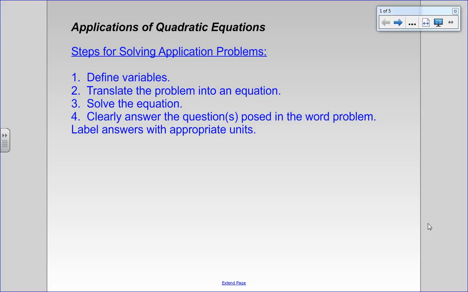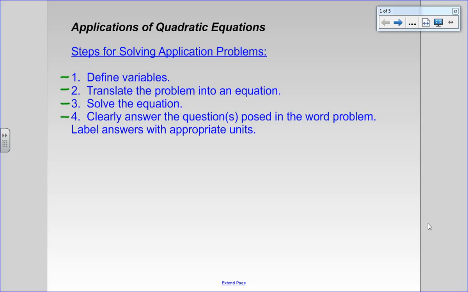To solve applications of quadratic equations, we will use the same steps we have used for solving other types of application problems. First, we define variables to represent the unknowns of the problem. Next, we translate the problem into an equation. Then we solve the equation. And finally, we use the solution of the equation to clearly answer the questions posed in the word problem, remembering to label our answers with the appropriate units.